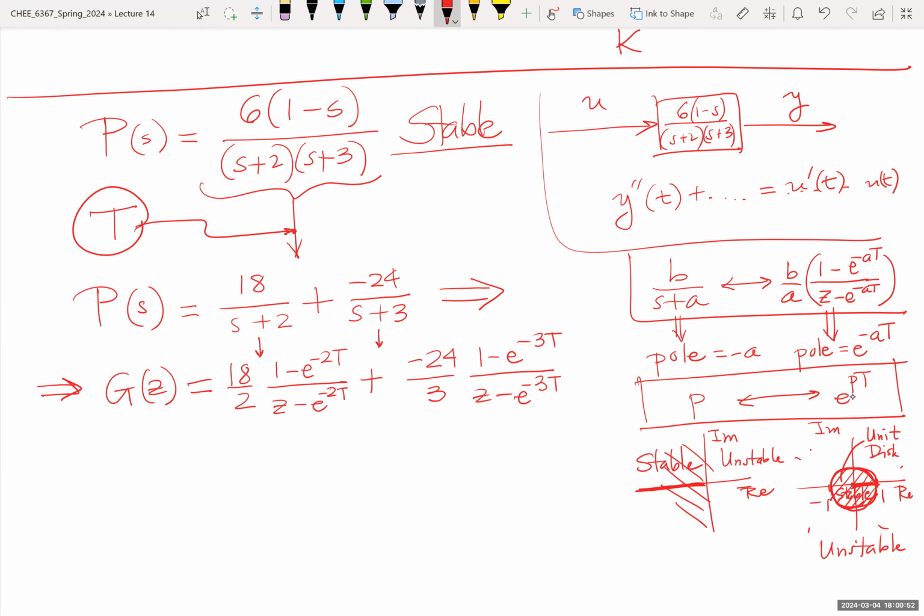Let's continue here. So these two poles are what? e to the negative 2T, e to the negative 3T. Is this always going to be less than 1?